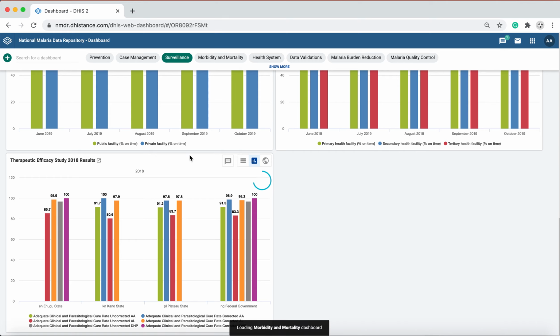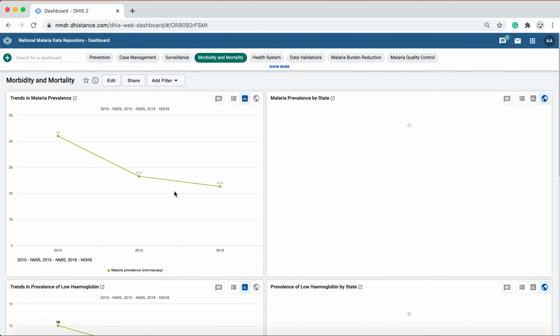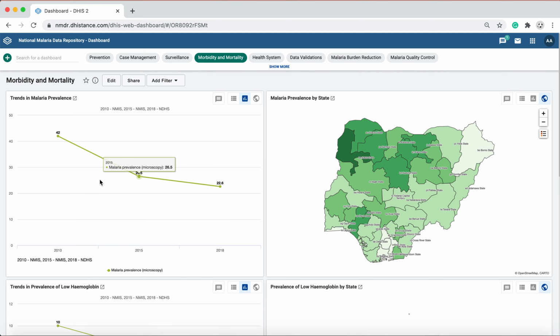So then moving into the morbidity and mortality page, we also have a trend of the prevalence. This is the proportion of children under 5 that had malaria during the household survey at random, with or without presentation of fever. So you can see the trend from 2010 having a national figure of 42%, and it moves down to about 23%, which is a 45% decline over the 8-year period. So this is an achievement the program is tracking, making sure that we don't lose the momentum gained.